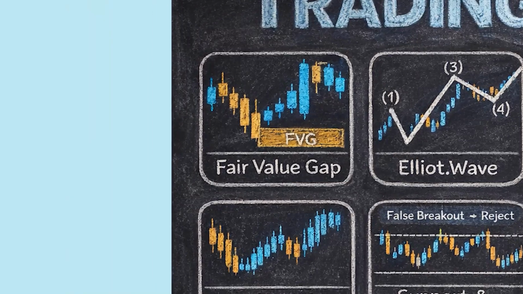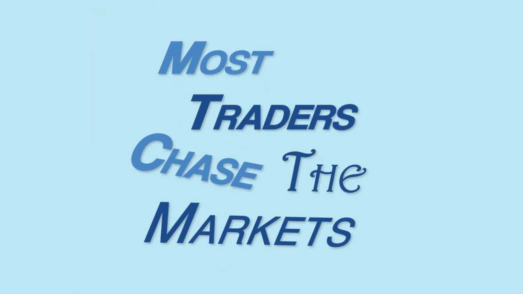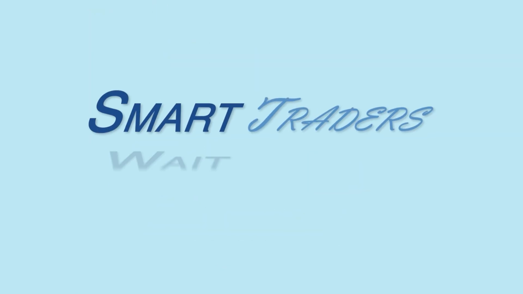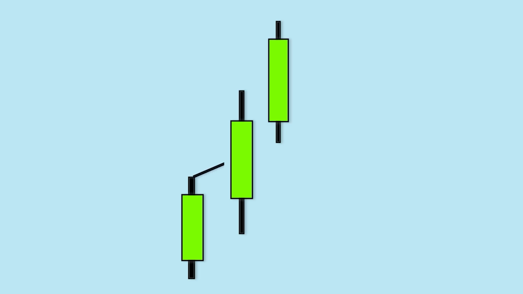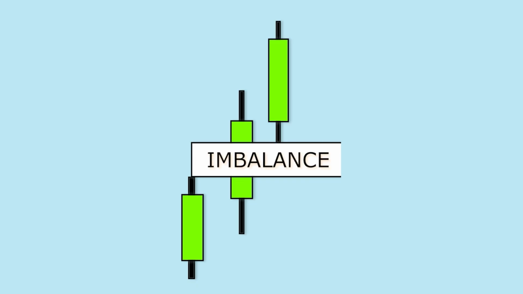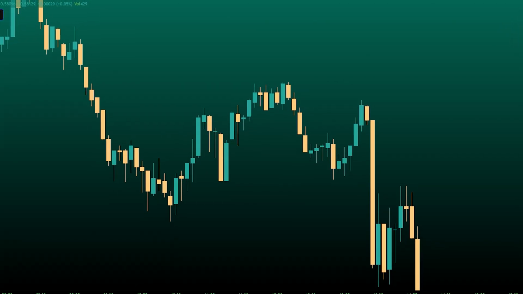Fair value gap. Most traders chase the market, but smart traders wait for the fair value gap. A fair value gap happens when price moves so fast that it leaves an imbalance in the market. You can usually see it as a 3-candle pattern, where the middle candle is very strong and leaves a gap between the first and the third candle.